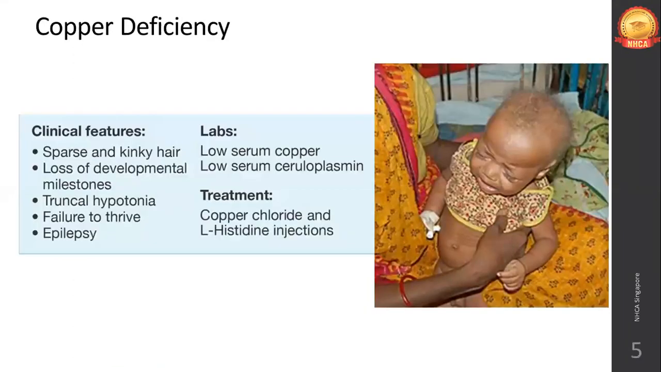Copper deficiency is very rare. There are a few clinical indications of copper deficiency like sparse, kinky hair, loss of developmental milestones, truncal hypotonia, failure to thrive. Thrive means to grow properly, to keep up with growth and development. Failure to thrive means the child is not able to keep up with the growth level indicated for that particular age.